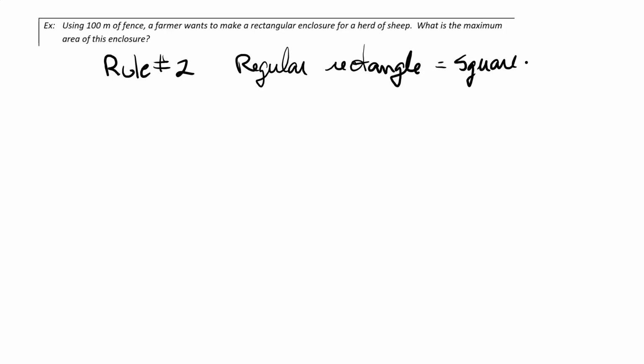Using a 100-meter fence, a farmer wants to make a rectangular enclosure for a herd of sheep. What is the maximum area of this enclosure? Using rule number 2, we know that the rectangle must be regular, so in fact it's a square. A square with a perimeter of 100 meters has sides of length 25 meters.